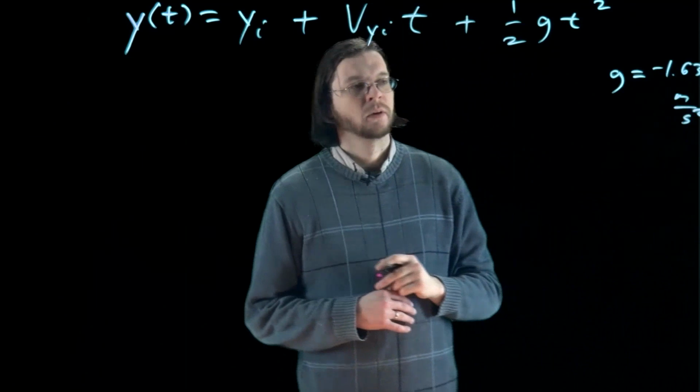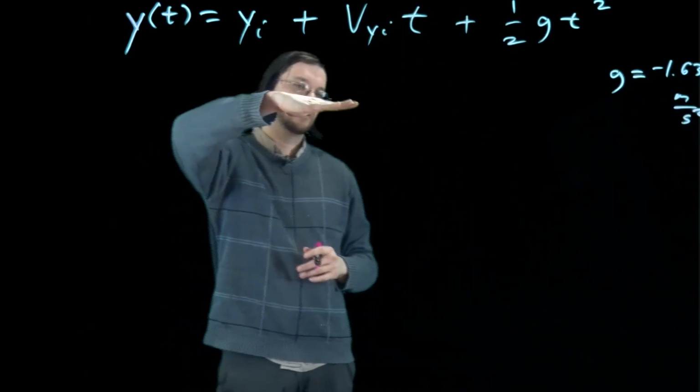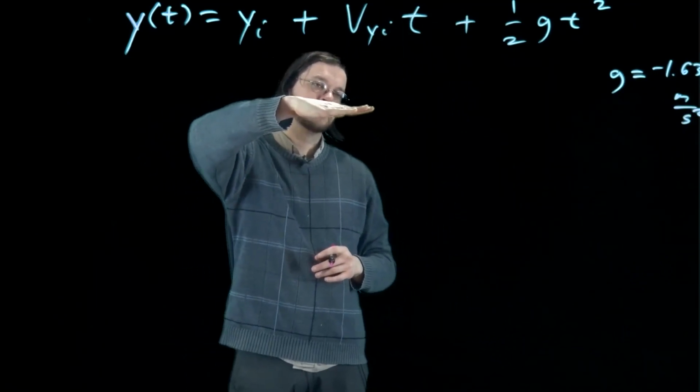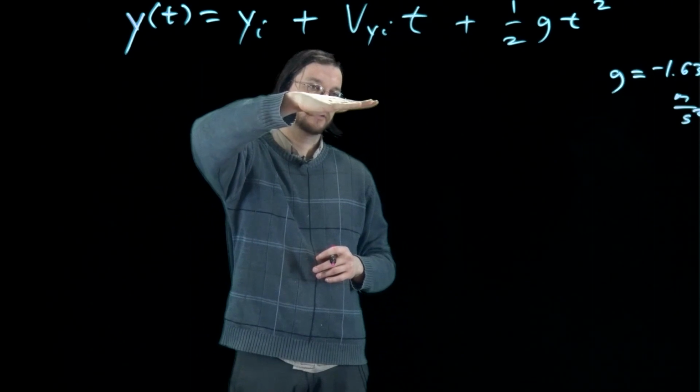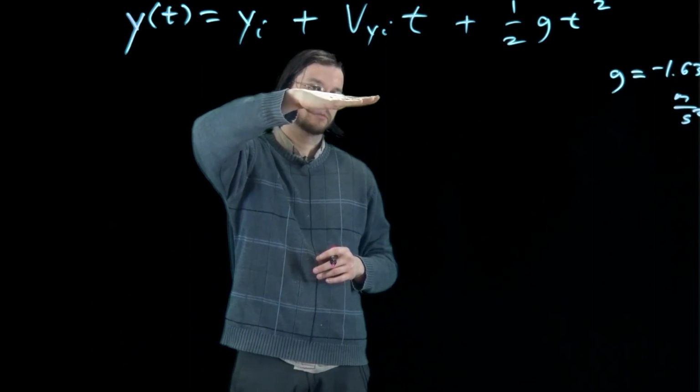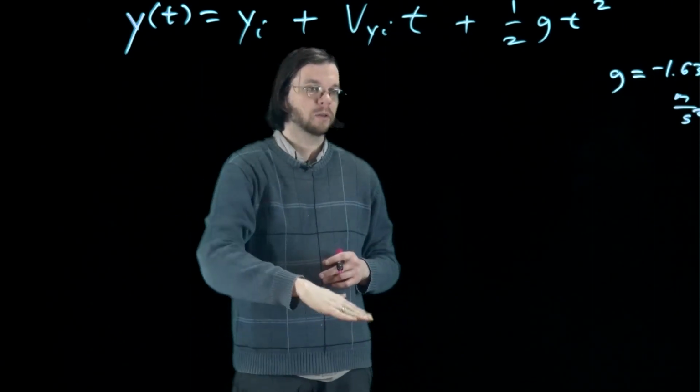Okay? Now, initially in the program, at least, the velocity of the lander just starts at 0 and it starts falling, right?